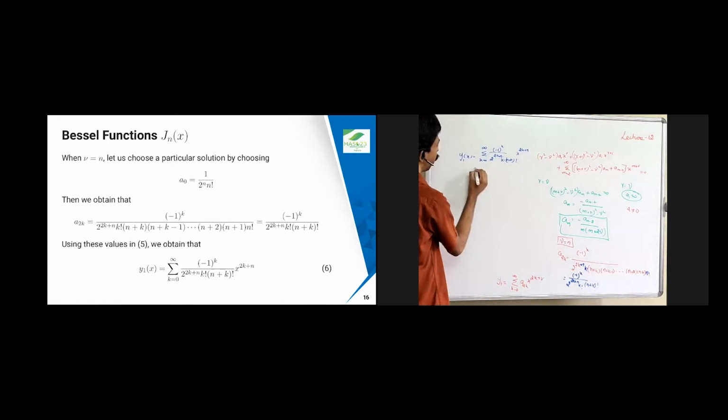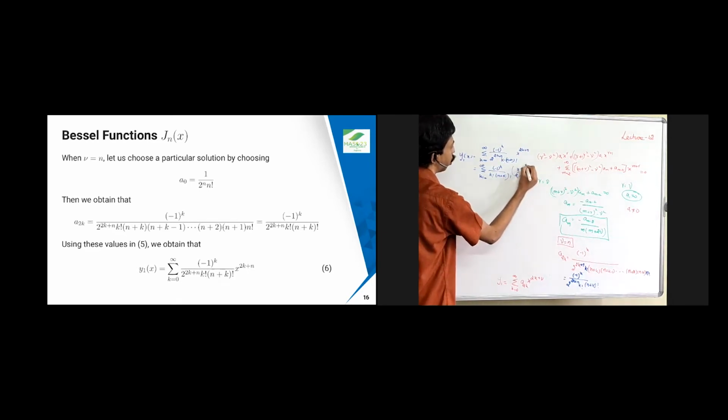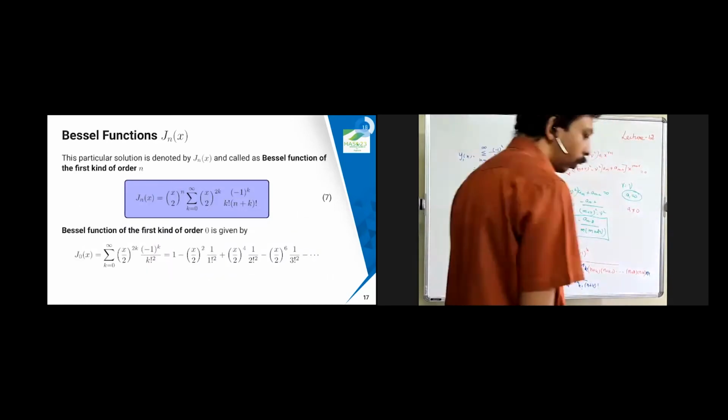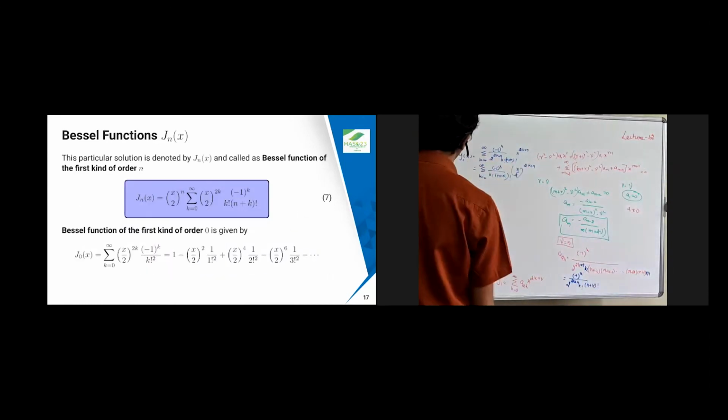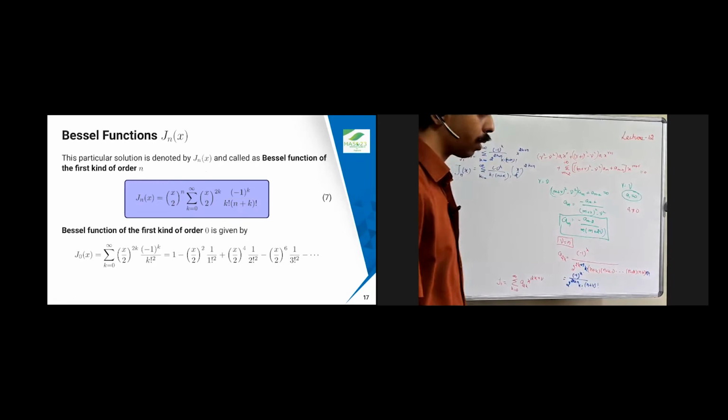In order to make this a simple thing, I'm just using that. So therefore I can write this as summation k equal to 0 to infinity minus 1 power k factorial into n plus k factorial, x by 2 whole power 2k plus n. Okay, in order to make that, I'm just using this a0. So this y1 of x I called as jn of x. Okay, this is called Bessel's functions of the first kind of order n.